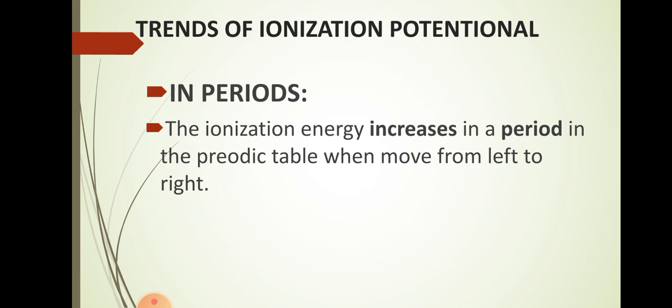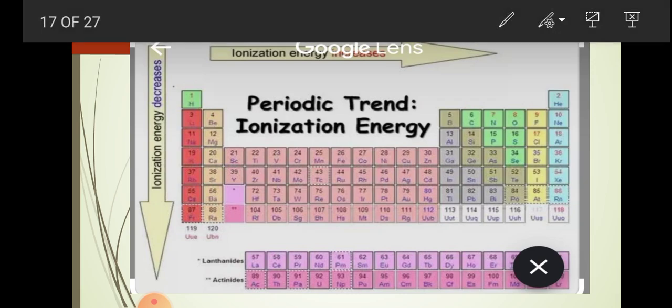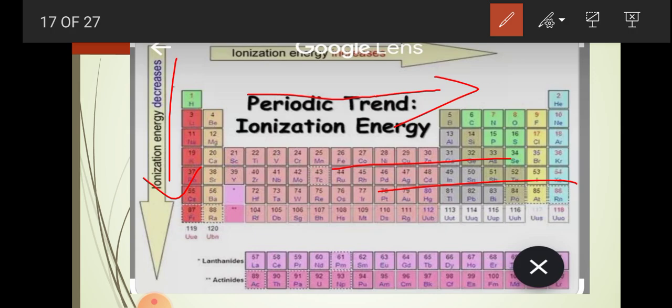Today we are going to discuss the trends of ionization potential. The first one is in periods. In periods, when we move from left to right, the ionization energy increases. Why does the ionization energy increase when we move from left to right? Because of some reasons. We will discuss the reasons one by one. So ionization energy increases when we move from left to right in a period, and when we move from top to bottom in a group, the ionization energy decreases.